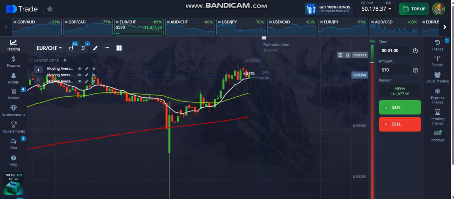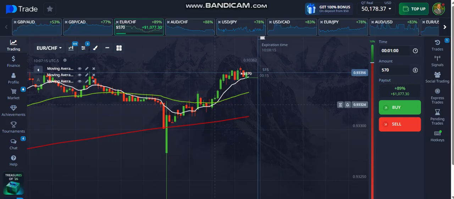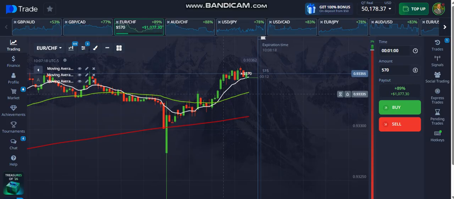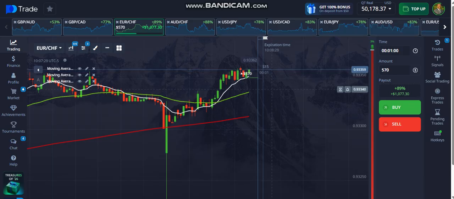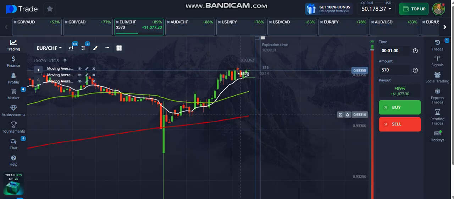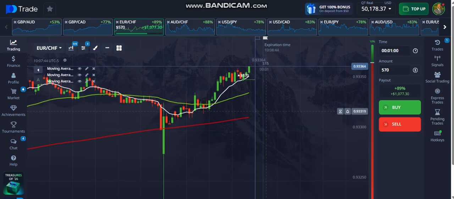Okay, so I'm on the Euro Swiss franc currency pair. First step, waited for that crossover of the 10 EMA with the 50 EMA line here. Then waited for that slow retracement of the price back to the 10 EMA line. In addition to that, if you see the 200 SMA line, it's showing a bullish momentum, a bullish trend in the general movement of the currency. So I took that buy trade.